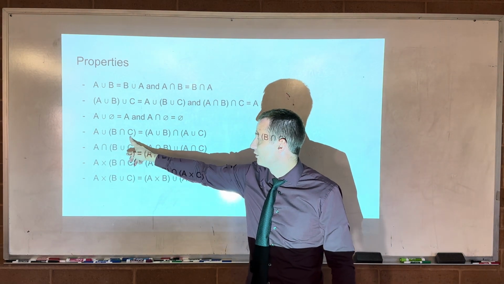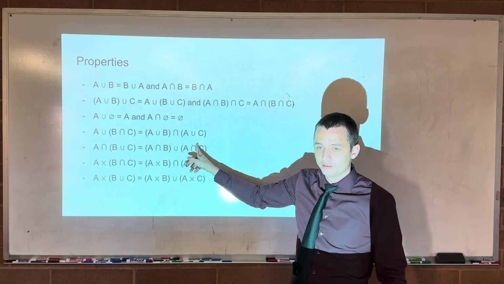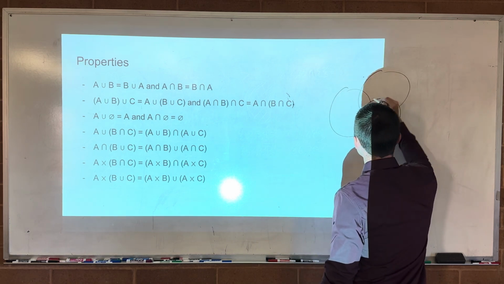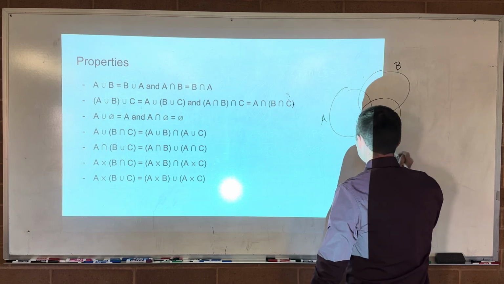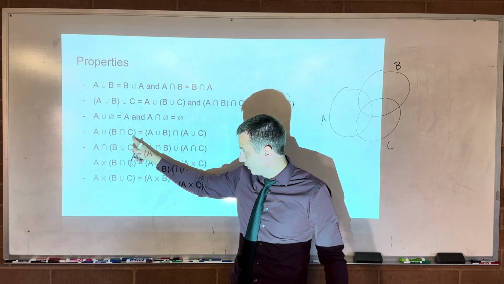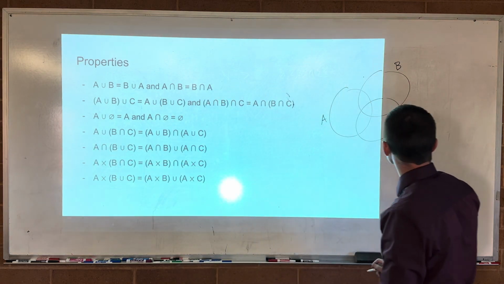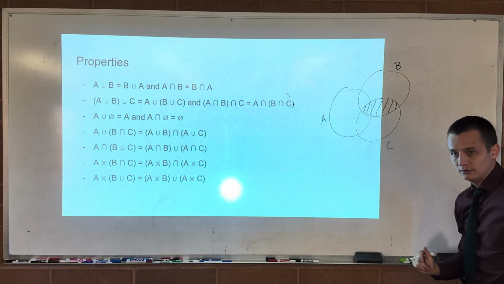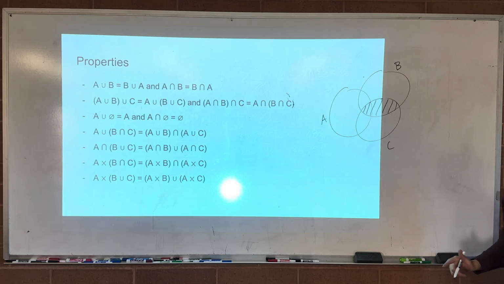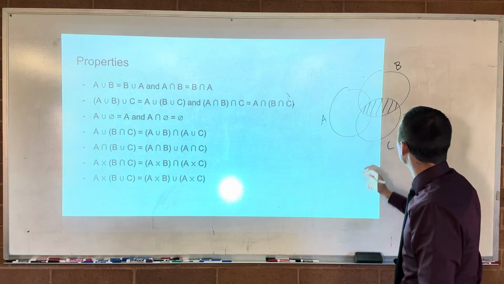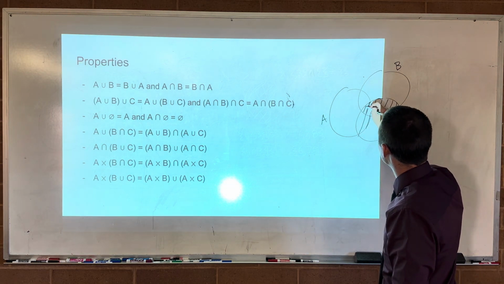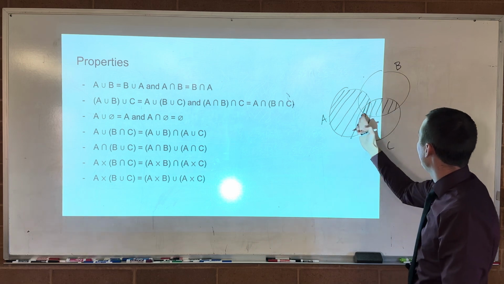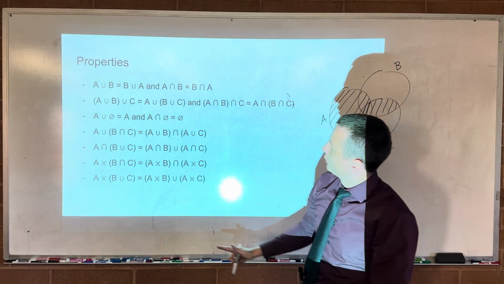Next one. A union B intersect C is the same thing as A union B intersect A union C. Let's draw this one out pictorially really quick. So we're doing B intersect C, and then we're unioning that with A. So let's see, B intersect C, that's this circle right here. And then we union it with A, which means now include everything that's in A. So that gives us these points. Everything that's in A or in that intersection. Okay, so that's A union B intersect C.